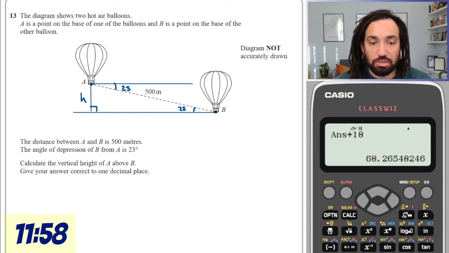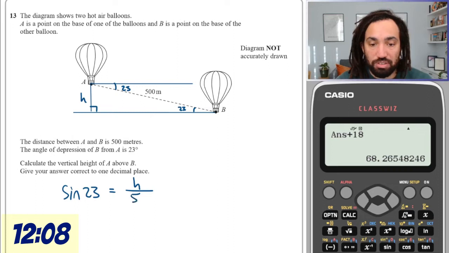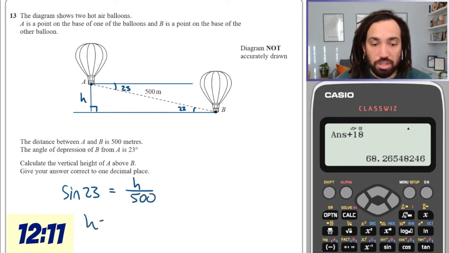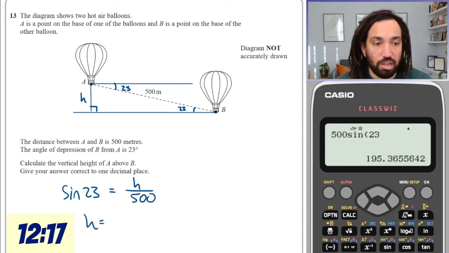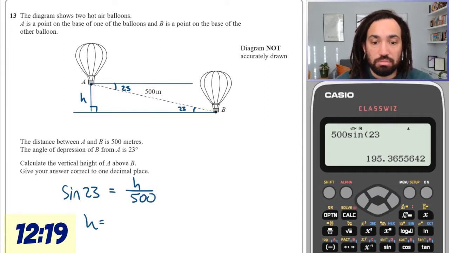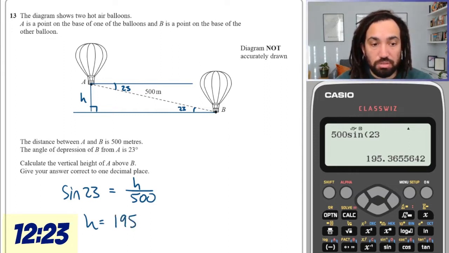So this is a right angle triangle where we need the opposite and we have the hypotenuse. So sine of 23 should equal H over 500. So H should equal 500 sine of 23, which is 195.4 meters.